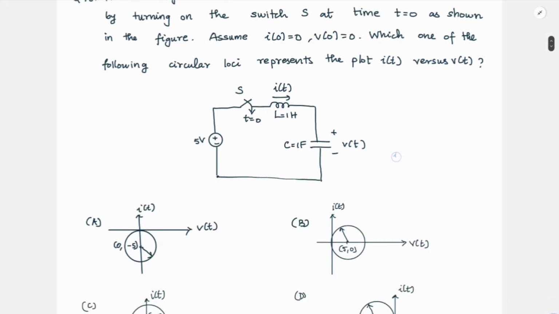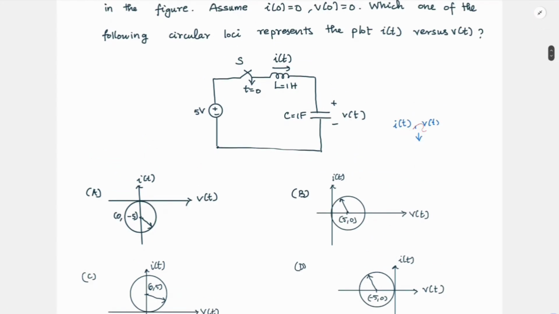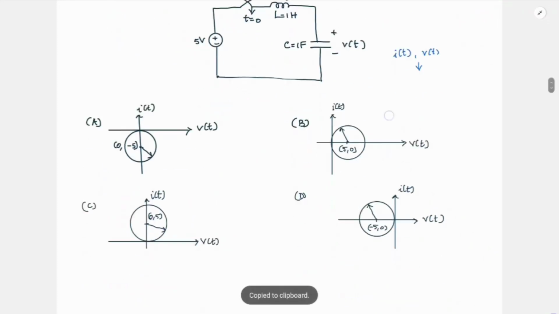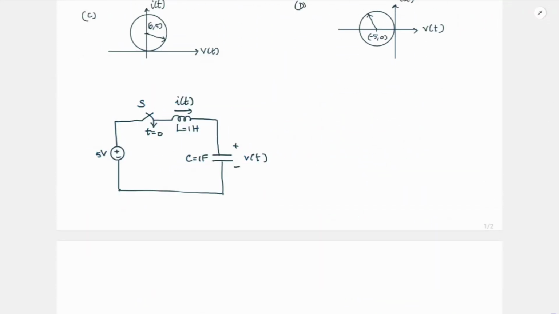So if you have the expression for I of t and V of t, and if you try to represent it in a circular form, you will get one among these four and we have to choose which one is the correct option. So for that, we need to first find out what these I of t and V of t equations are. So let us take this circuit. So now what do we have? Let us write down the equation for the inductor and the capacitor.